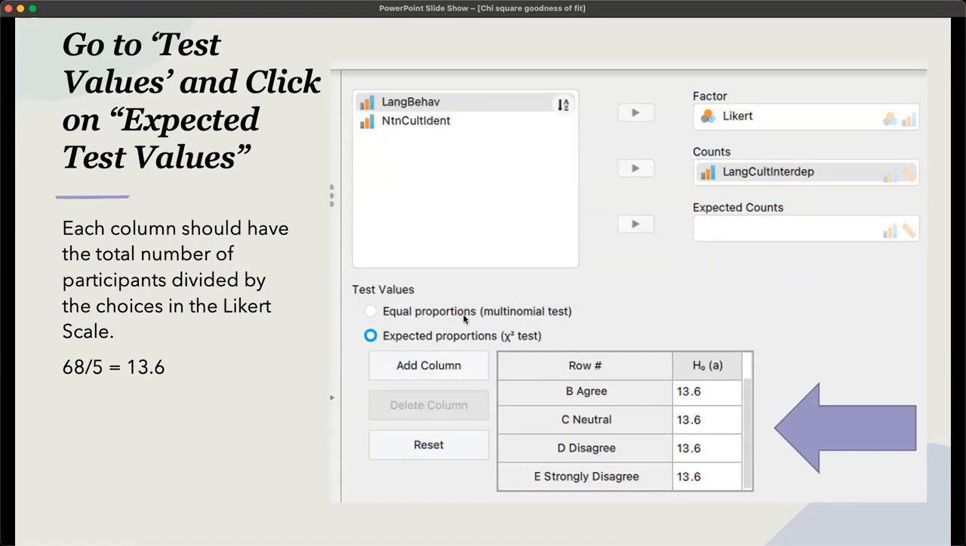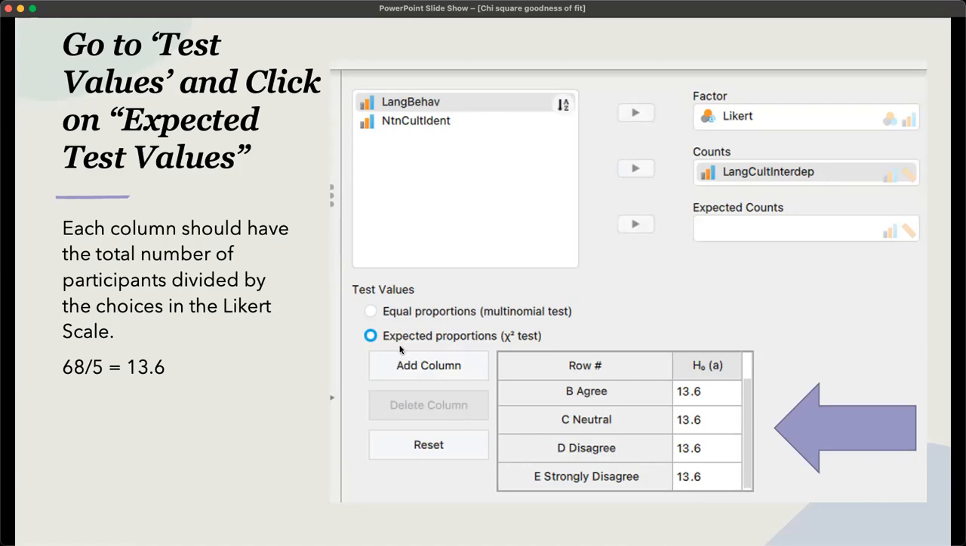What this means is that each of the participants has an equal chance of clicking any of these responses. So these responses are all equal. They can select them however they see fit.